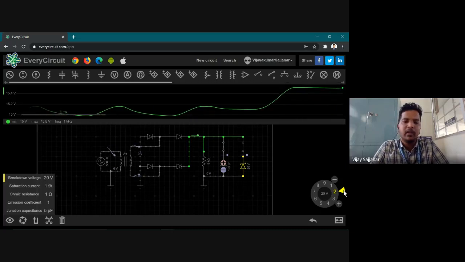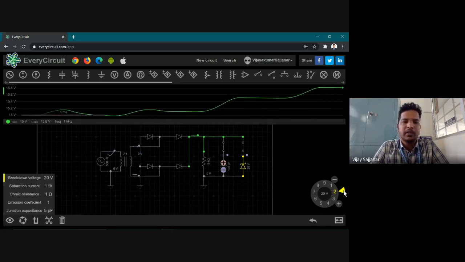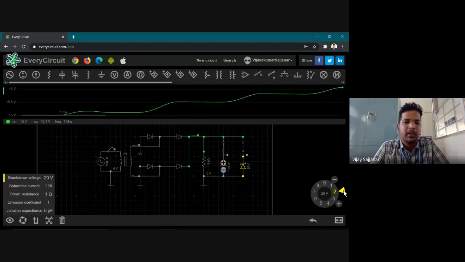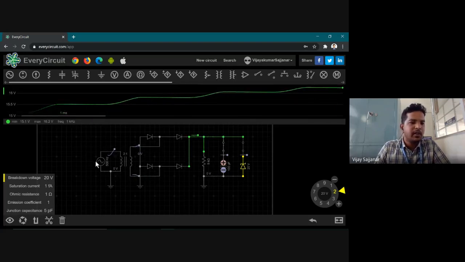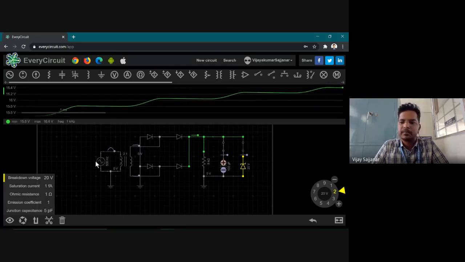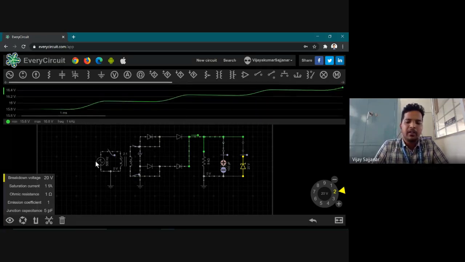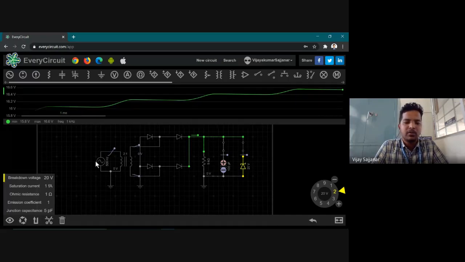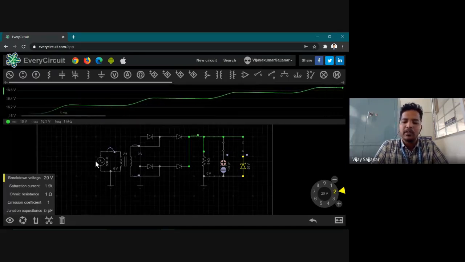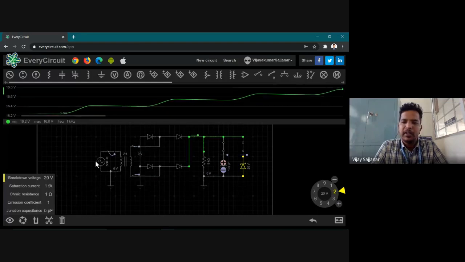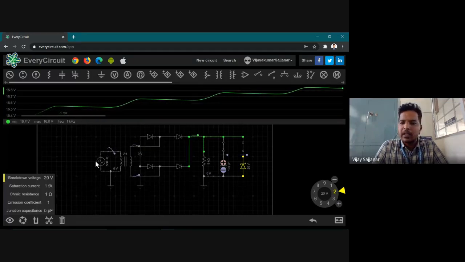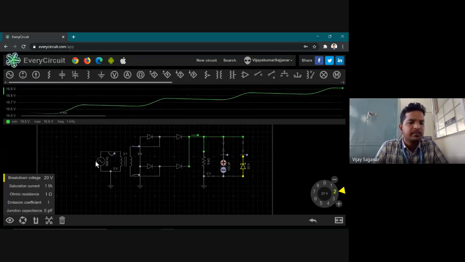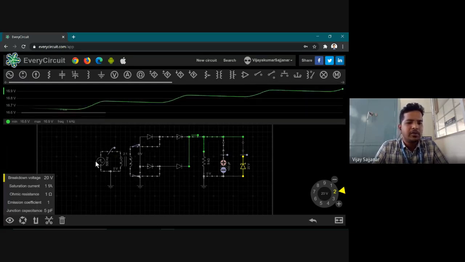Yes, 20 also it is providing. Let's see the exact value. It is trying to get stable. Because it is 50 hertz, it may take time to get stable. What we are expecting is, the Zener diode should give us a voltage near to 20 volts. I can increase the frequency, but let's wait for it to stabilize.